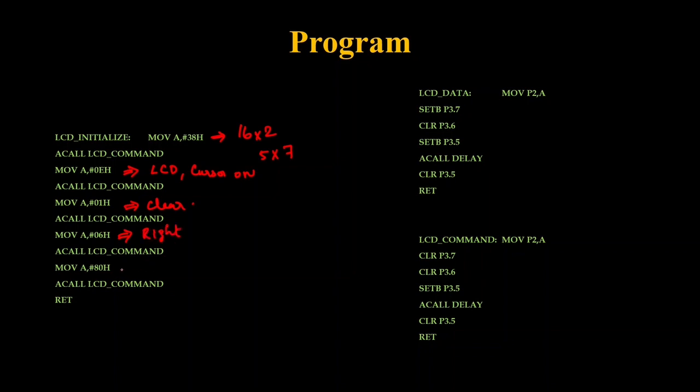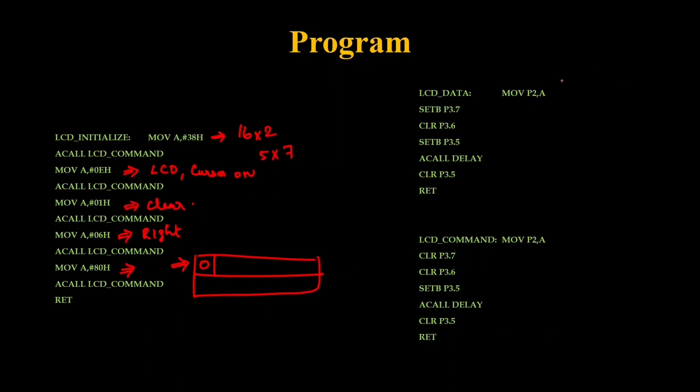In terms of 80, I have two rows in the LCD screen. 80 represents the first row, and 0 represents that the digits I am going to type here will start from here. We have seen all these things in the LCD program.